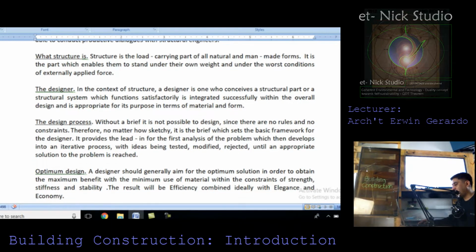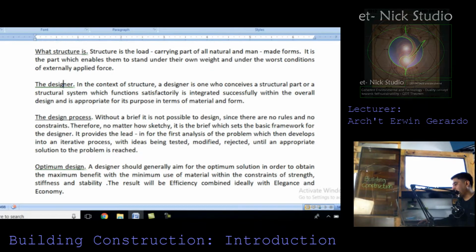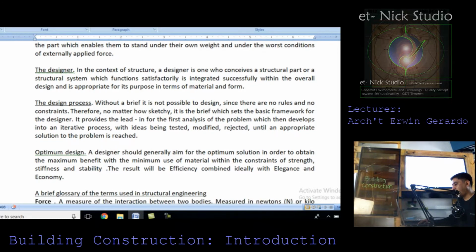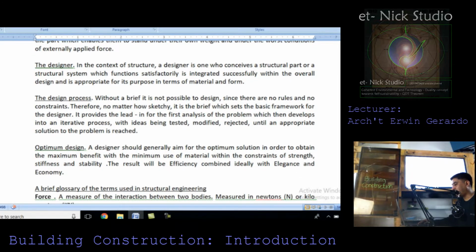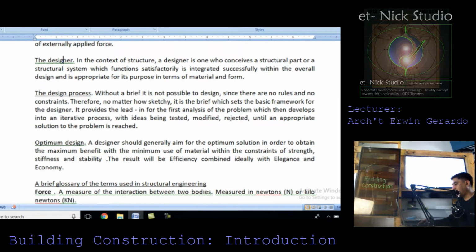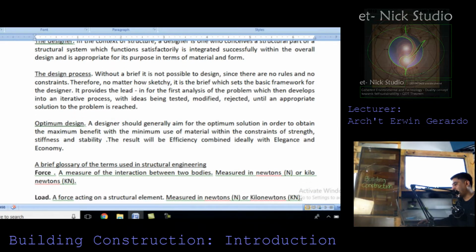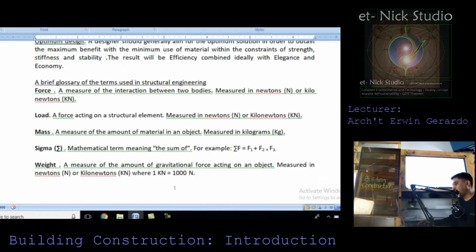Optimum design. A designer should generally aim for the optimum solution in order to obtain the maximum benefit with the minimum use of material within the constraints of strength, stiffness, and stability. The result will be efficiency, combined ideally with elegance and economy.